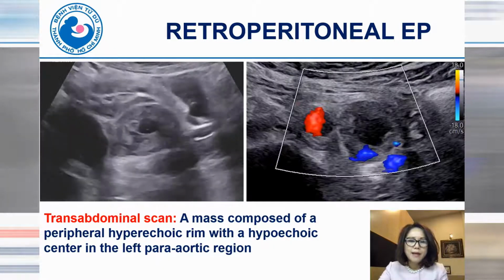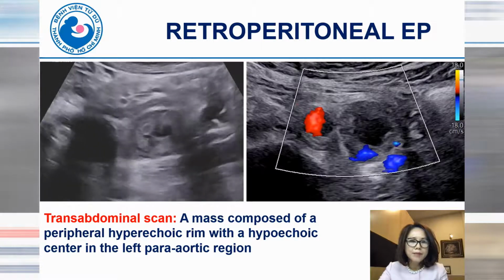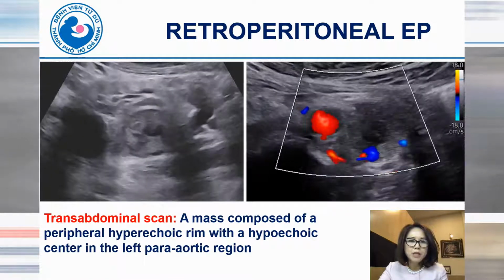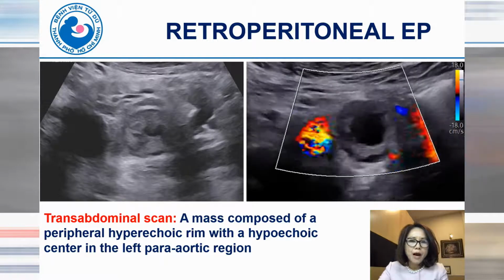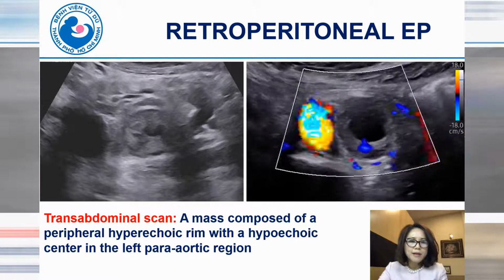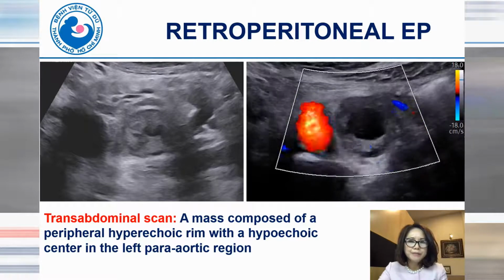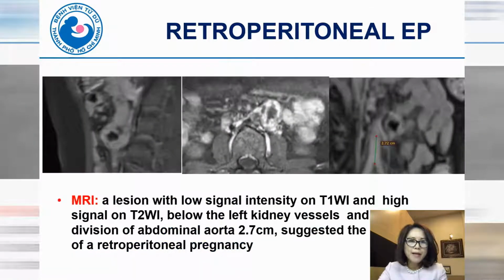On transabdominal scan, we can see a mass composed of a peripheral hyperechogenic rim with a hypoechogenic center in the left para-aortic region. When we do MRI, we can see a lesion with low signal intensity on T1 and high signal on T2, below the left renal vessel and above the division of the abdominal aorta, about 2.7 cm, suggesting this is a retroperitoneal ectopic pregnancy.